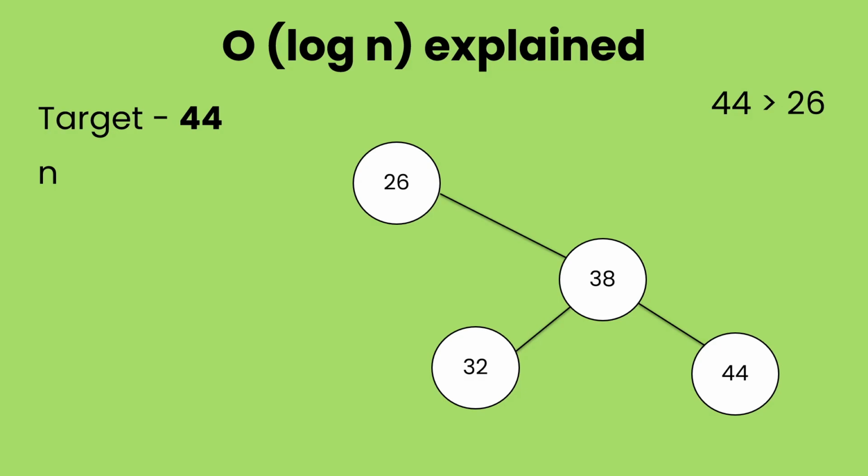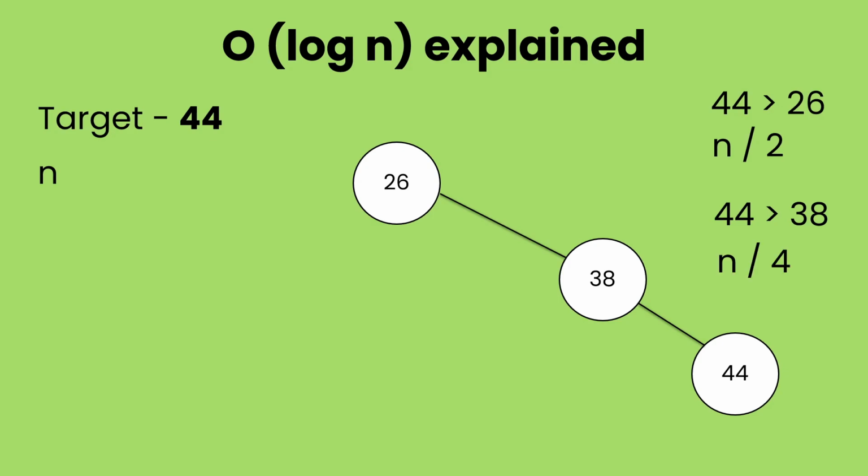So what happens is that instead of n elements, our search will be just halved down to n over 2, and it happens at each stage. For example, at 38, we compare 38 to 44, and 44 is more than 38, so we will never go on the left side, and this 32 will be just eliminated. So it happens on each level of the search, and because of this we are deriving log n time complexity.